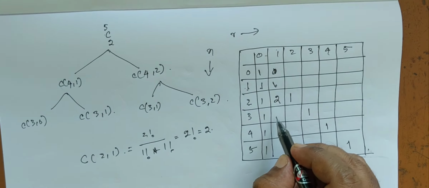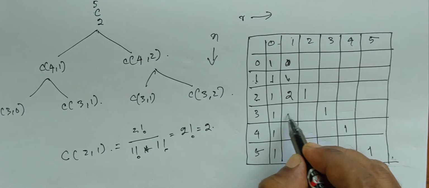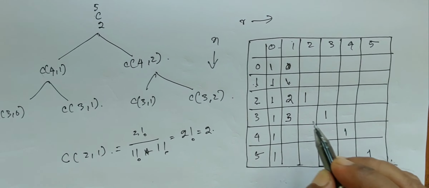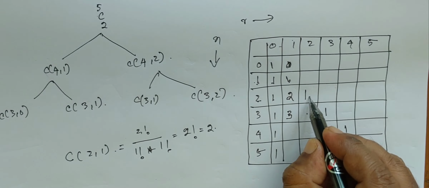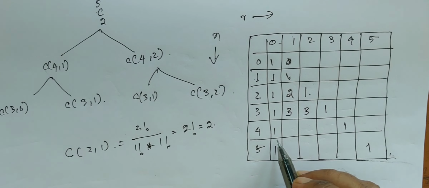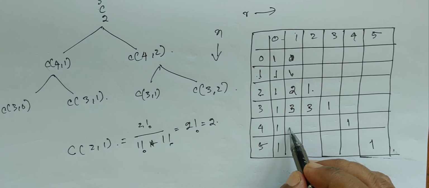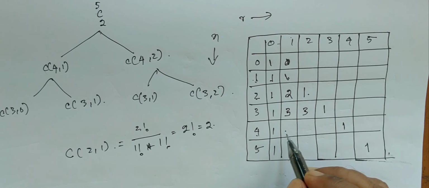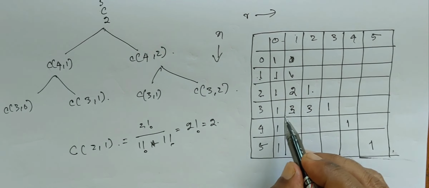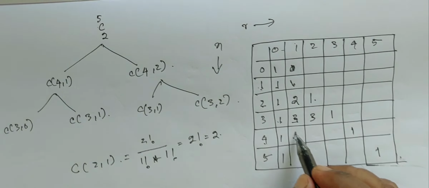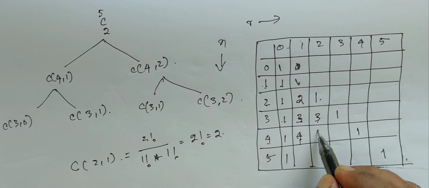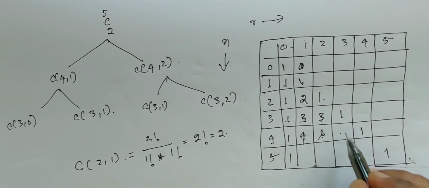So when I calculate this box plus this box, it will be 3. When I calculate this box plus this box, it will be 3. Similarly, when I calculate C41, I will add this box plus this box: 3 plus 1 is equal to 4, this one will be 3 plus 3 which is 6, and this one will be 1 plus 3 which is 4.